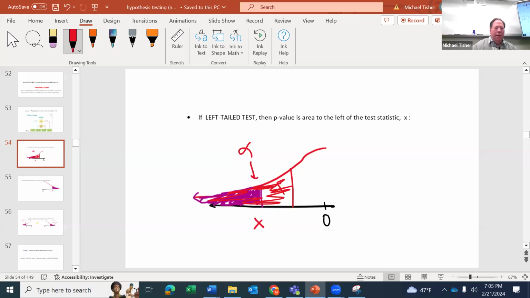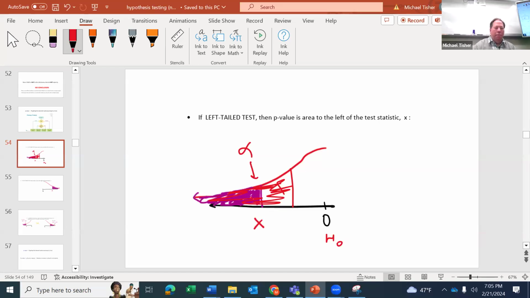The red is the alpha, and if the purple is less than the red, the purple is really to the far left, away from the middle. Okay, and think of the middle as like being the H0. So in that case, the purple will be really far away from the H0, which means the H0 was more likely not true, and I can reject it. Okay.